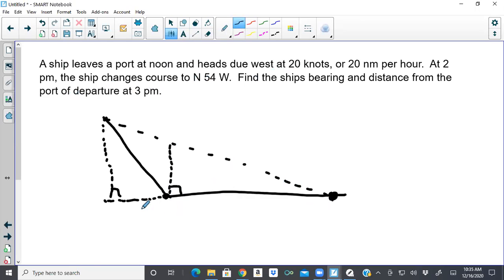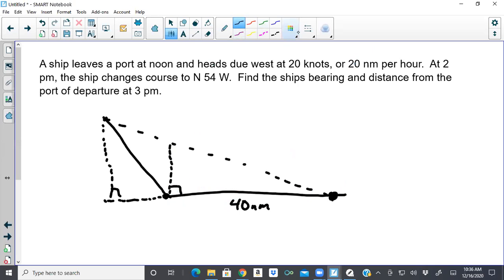And what we really need to pay attention to at that moment is that the ship is changing its course. So that means that after 2 hours, the ship changes its course. So it has traveled 2 times that 20 miles per hour. So it has really traveled 40 nautical miles. So at this point, the ship starts here. It's traveling due west. It's traveled for 2 hours. In those 2 hours, it has traveled 20 nautical miles per hour, so it is 40 nautical miles away from where it started.